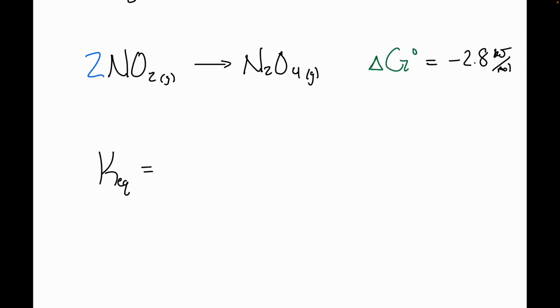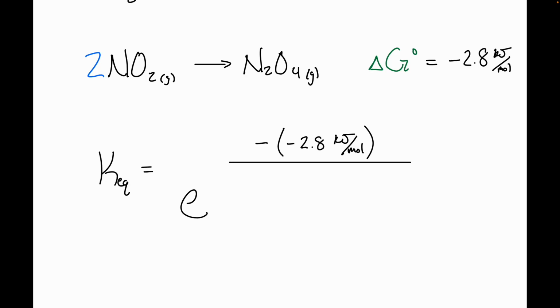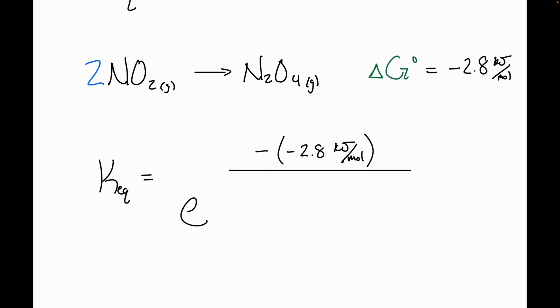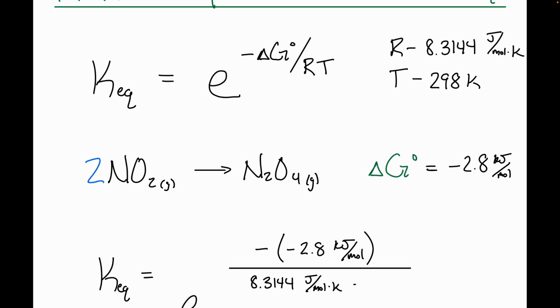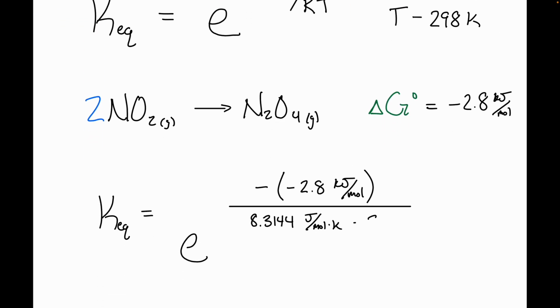I'm going to be good and put in all my units as well. So my K_eq is e to the negative delta G, so negative 2.8 kilojoules per mole, divided by R, that 8.3144 joules per mole Kelvin, multiplied by T, our 298 Kelvin.